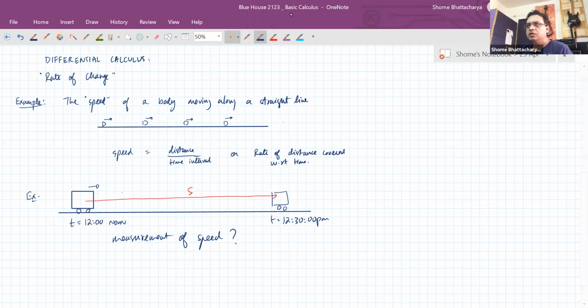Anything else? Like any other way that we measure speed? While we are traveling, there is an instrument now in the car which shows us something.